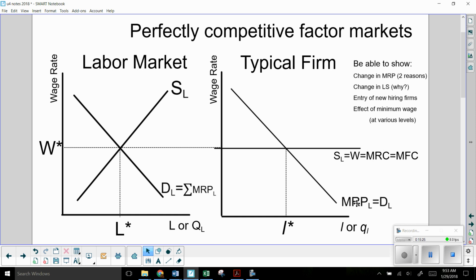I find the place where marginal revenue product and marginal factor cost equal each other, boom, right there, and I go down, and that determines the equilibrium number of workers that my firm wants to hire, lowercase l star. That's not a 1, that's an italic L, but it didn't turn out very well.